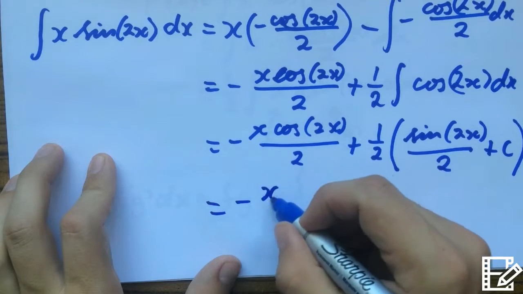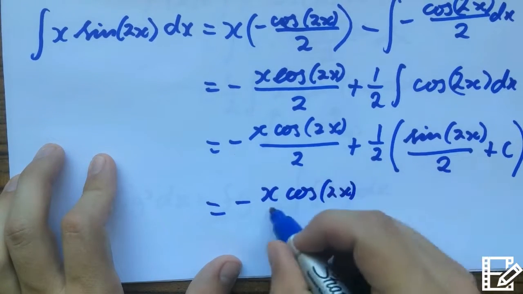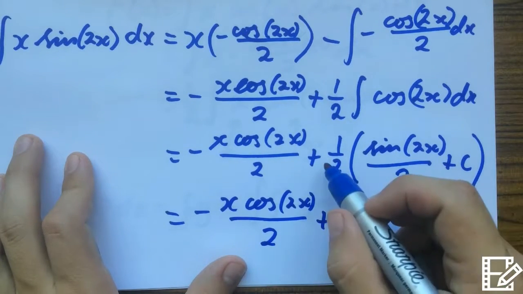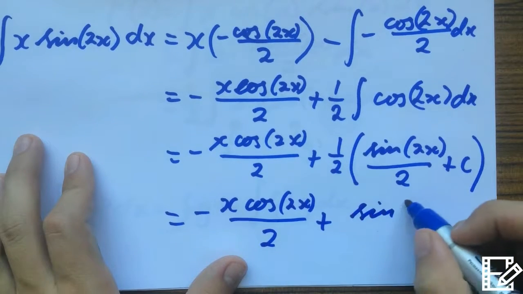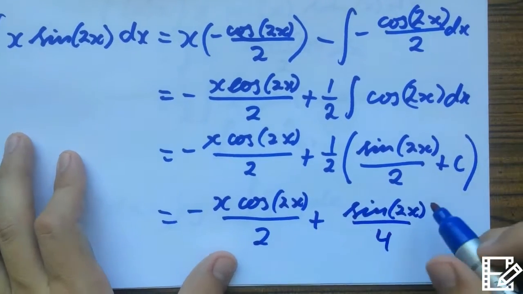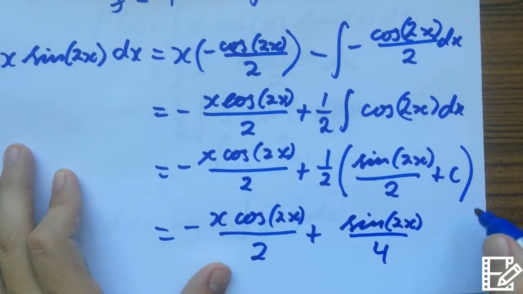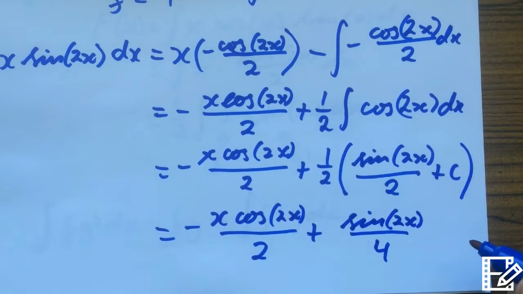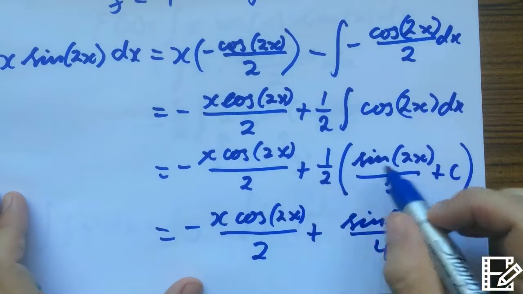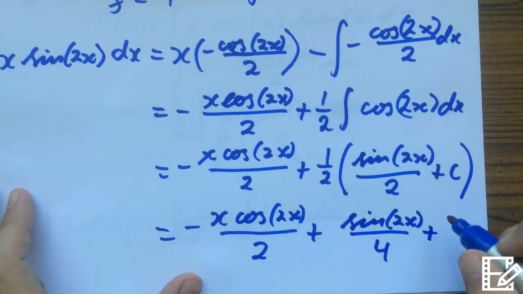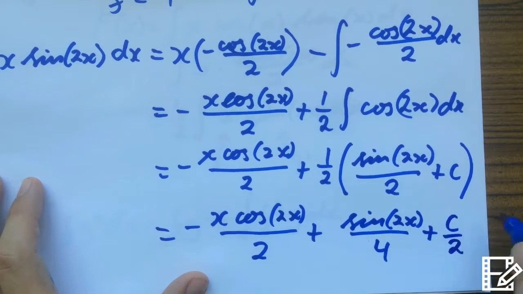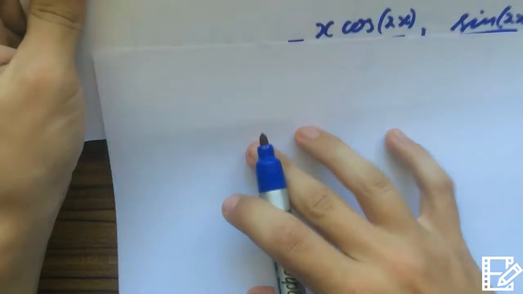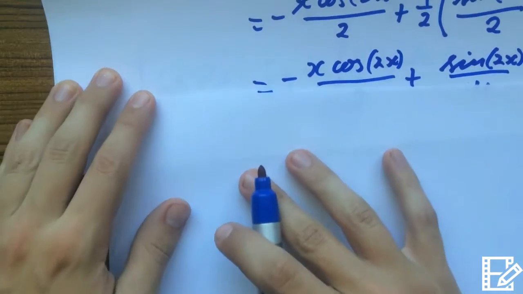So next step, we just write this out again. Plus, multiply a half in: a half multiplied by 2 on the bottom, we're going to have sine 2x on 4, plus a half on the c, so that's going to be c on 2. Okay.